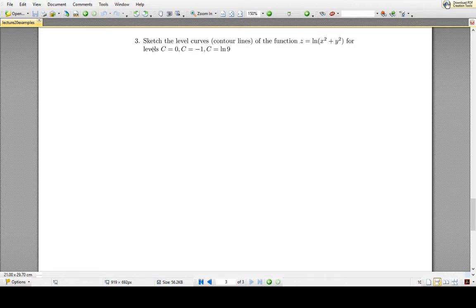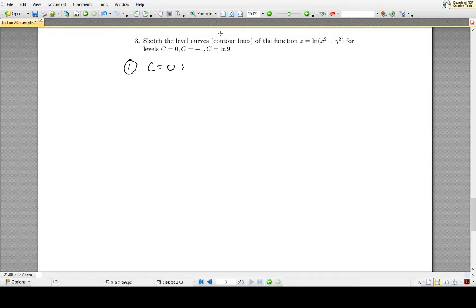So what we're going to do is slice this hill or this mountain at different levels, namely the level 0, the level -1, and the level ln 9. And the idea being that at each slice we can see what this mountain looks like at each of these heights. So to do that, the first thing I'm going to do is take a look at the height c equals 0.